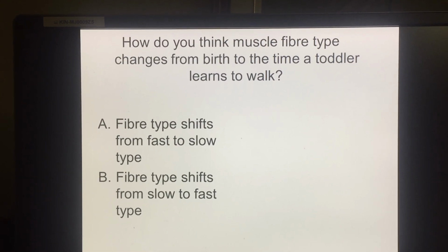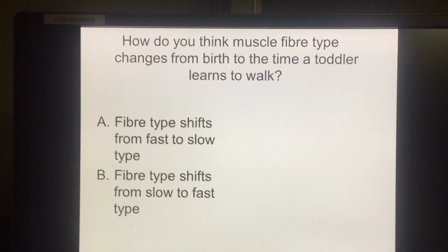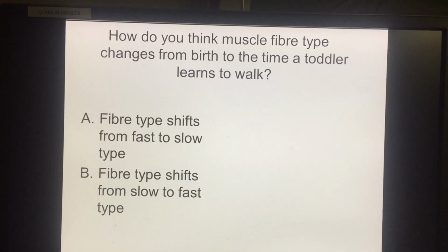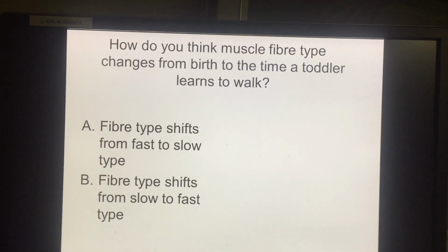Okay, I lied. That wasn't it for today's lecture. I forgot that I had a few extra slides here. So again, this has to do with fiber type conversions.